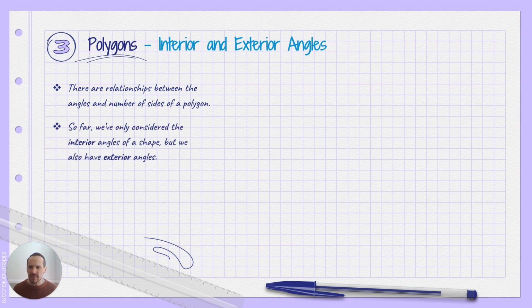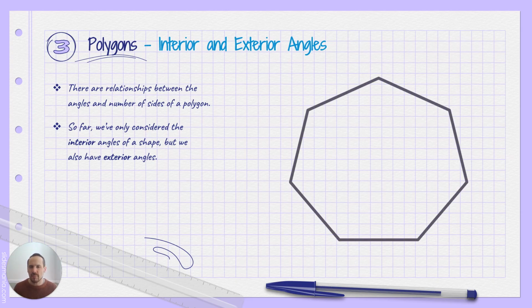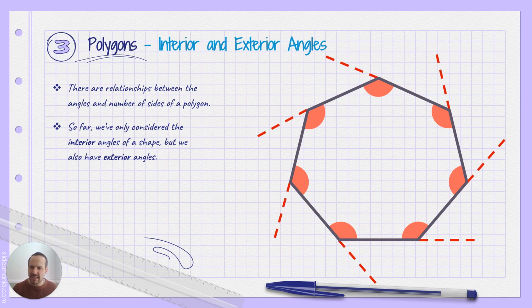So far we've considered interior angles, but we also have exterior angles. So say if I take an example like this, where we've got a heptagon, and these are all our interior angles, understandably because they're on the interior of the shape. But we also have exterior angles, and how those are formed. It's not the full angle on the outside. It's basically if you imagine extending these lines out of each side, and this little acute angle that's left over, that's the exterior angle.